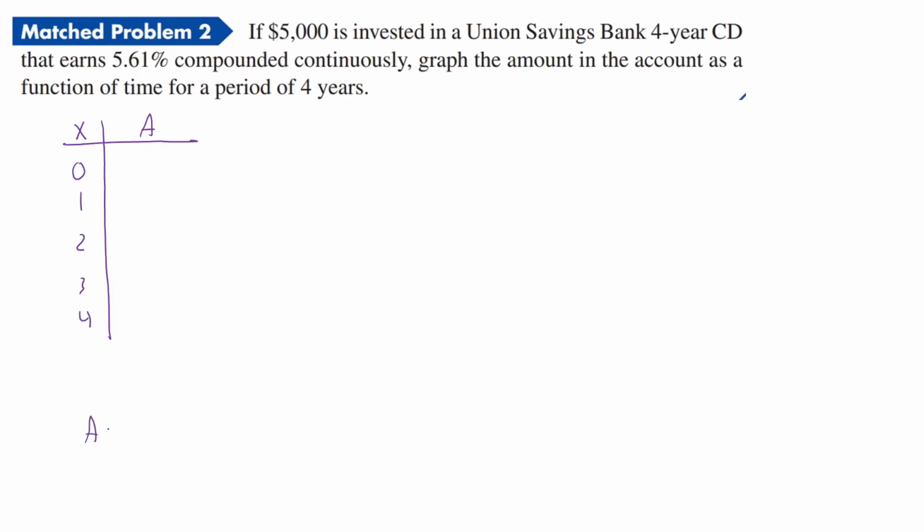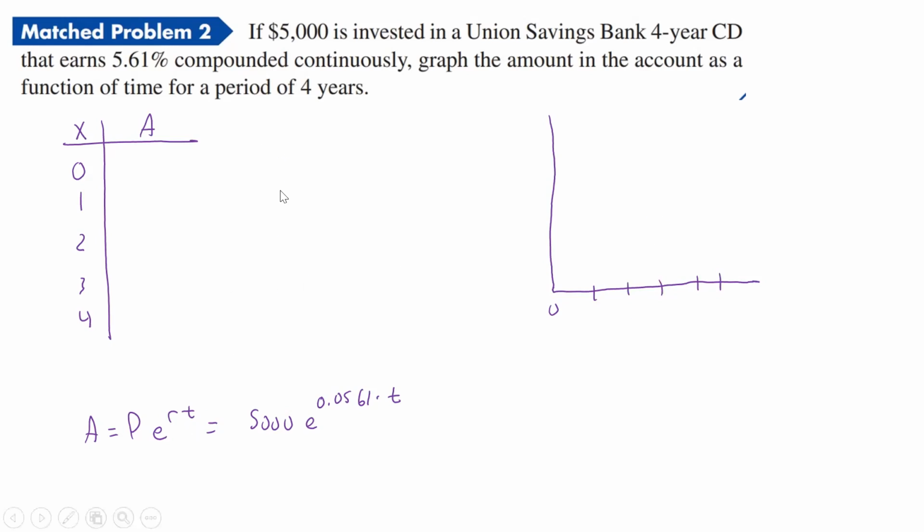And again, we're going to do A equals P E to the RT. And this time we're investing 5,000. E to the rate is going to be 0.0561 times our t. And I'm just going to place t as my x. And so those are going to be my x values. And I used x because I have to graph this on a plot here. So we'll have 0, 1, 2, 3, 4, 5. And again, they're not evenly spaced out very well there. All right, so let's go calculate those and then we'll come back.